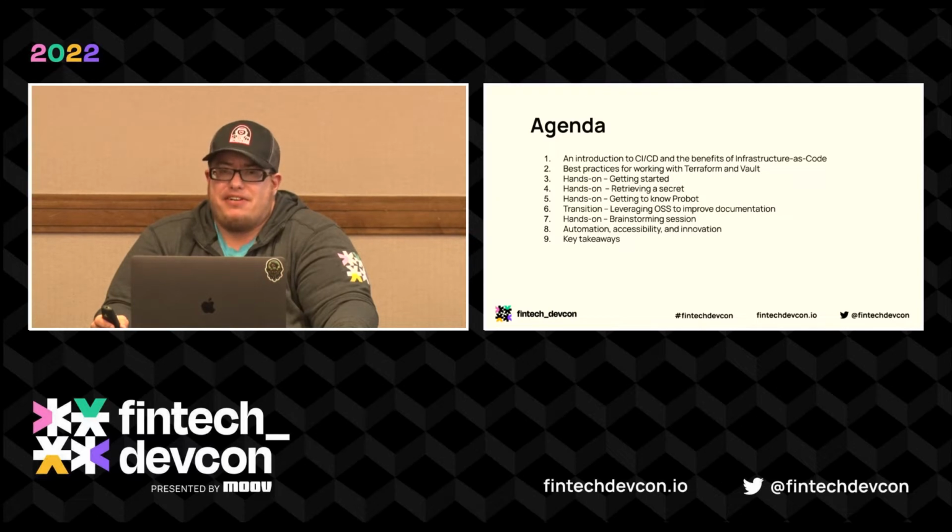Because if you can't follow those, you're going to be in some trouble. So we're going to see, did they write good docs? Let's find out. And then we're going to hopefully get Vault to retrieve a secret and run it through that GitHub CI/CD pipeline on GitHub Actions.